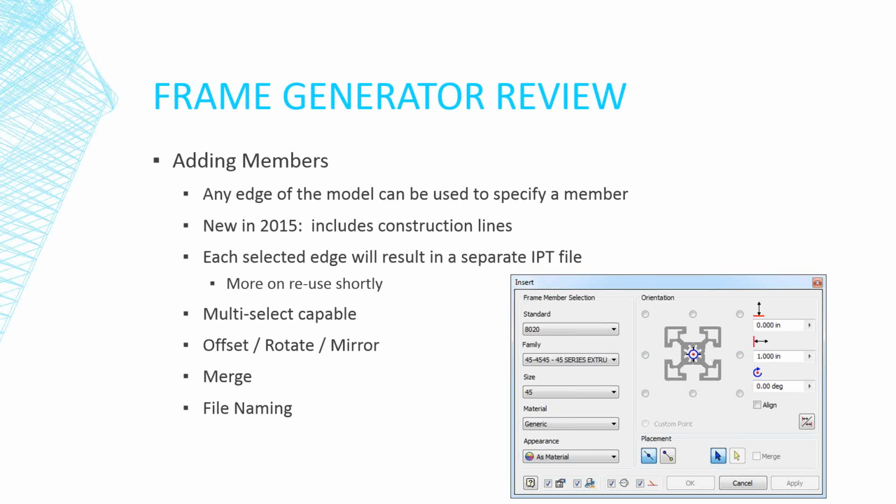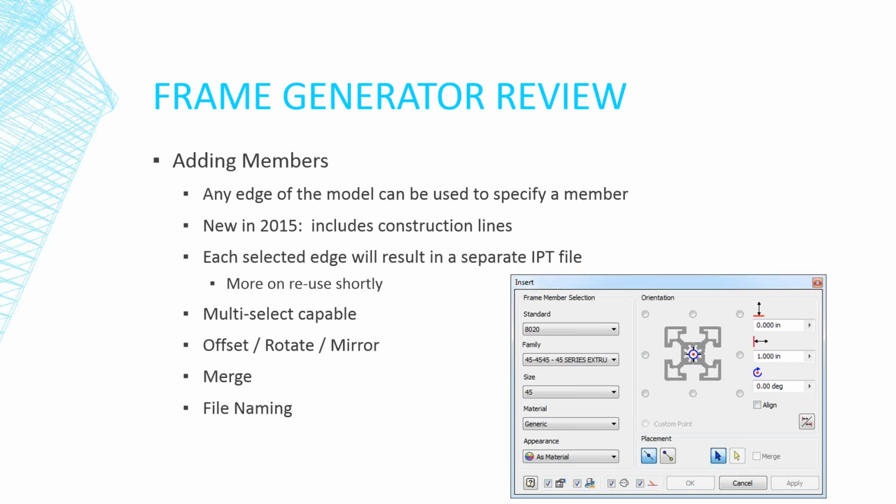Now, by default, every edge you pick is going to result in a separate IPT file. So even if, let's say, you had a 3 foot by 3 foot by 3 foot cube frame, even if a lot of the members are exactly the same length, every edge you pick is going to be a separate IPT file. That does lead to maybe some headaches here and there when you're managing the files. Now in 2015, they've added the ability to reuse members. I will show you that specifically, since that's new in 2015.